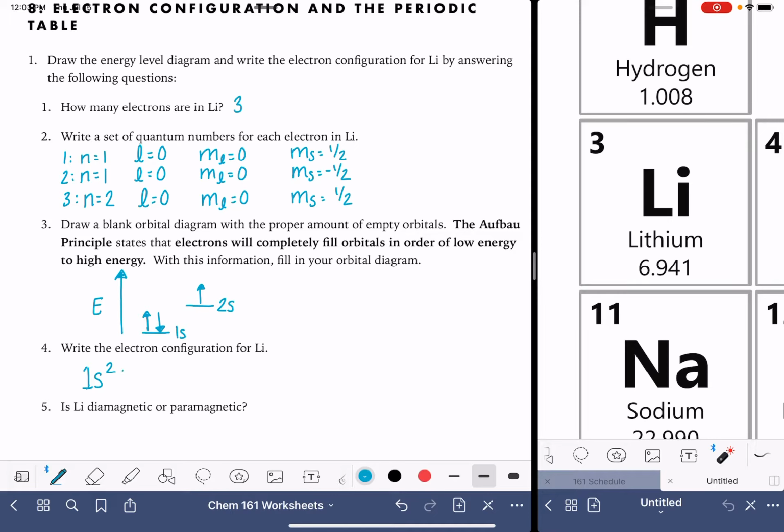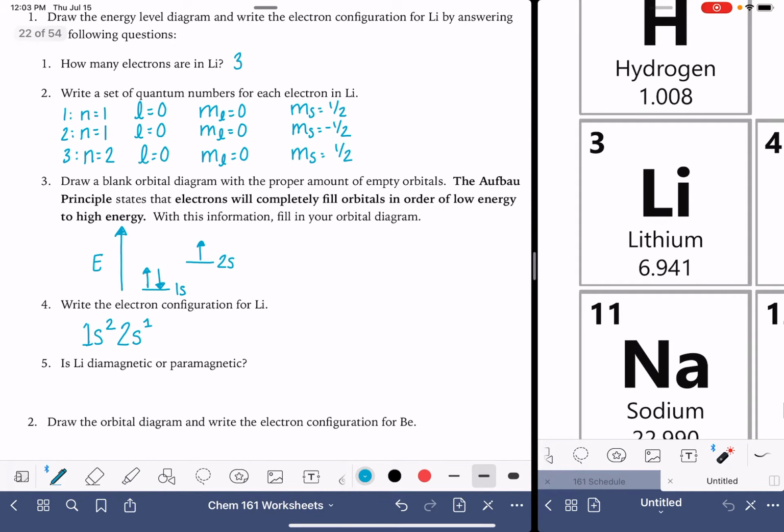And then we just keep working our way up. So the next is the 2s, and we have 1 electron in the 2s orbital. 1s2, 2s1. Last question for lithium, is it diamagnetic or paramagnetic? Lithium is paramagnetic, which means that it has at least one unpaired electron. In our case, the unpaired electron is in the 2s orbital. So unpaired would mean all by itself. These are paired electrons. This is an unpaired electron.